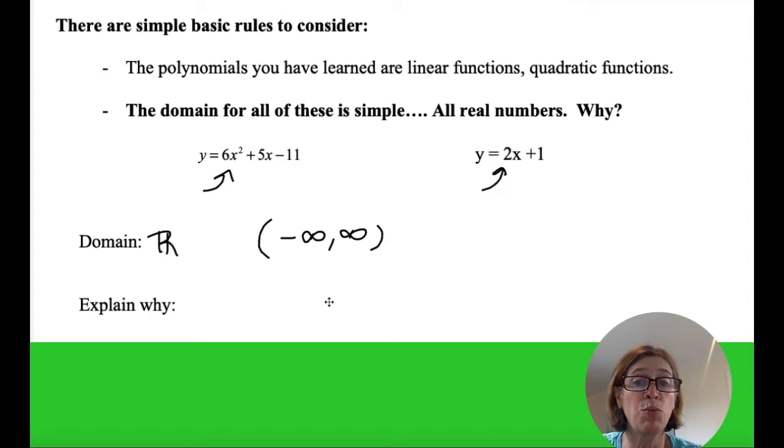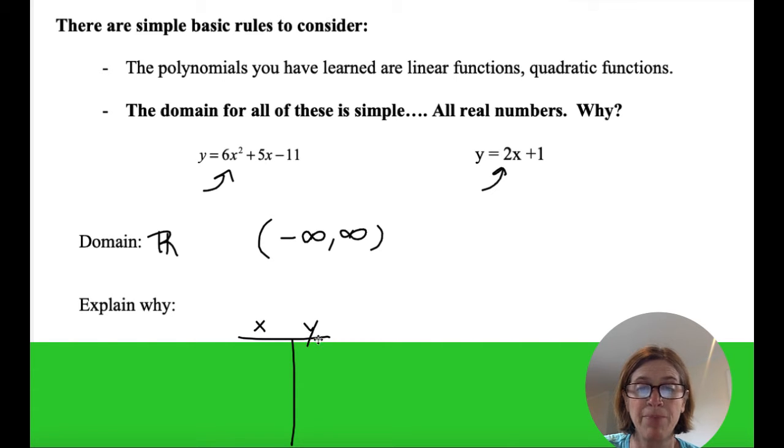Now, I just explained why, but it really is important for you to think about domain and range as inputs and outputs. If I put this into my calculator and graphed it and looked at the table, it would give me every single x value that it could, and it would keep going and going. And because of that, it's going to give me every permissible output, okay?